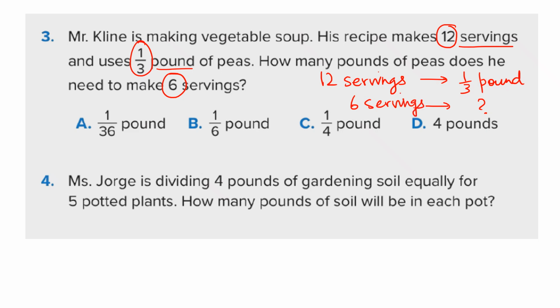So one way shortcut we can use, for 12 if you use 1 by 3, for 6 you will use half. So you will do 1 by 3 divide by 2. So how much it will be?